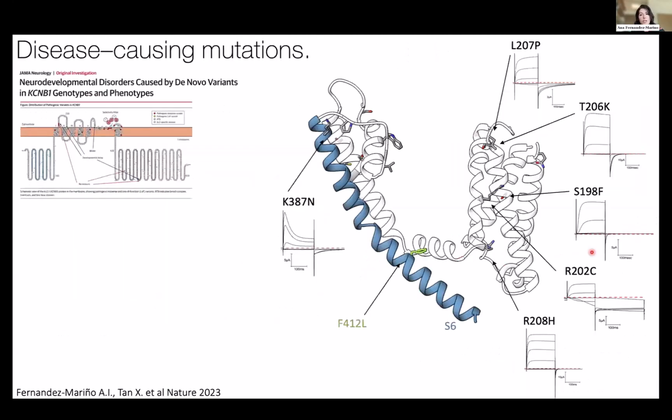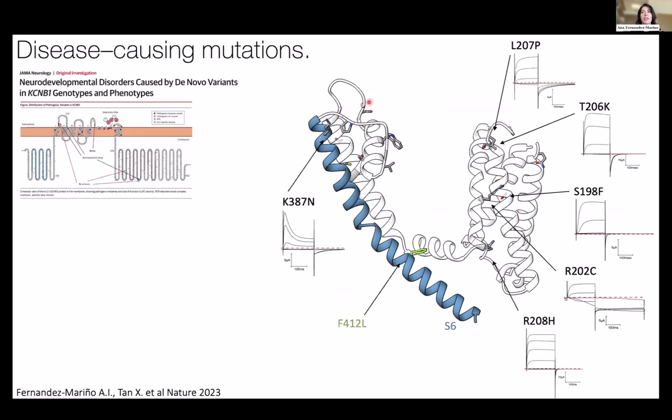So we saw the structure of Kv2.1 using cryo-EM, and it gave us the same architecture that we've seen for other potassium channels before, like for example, Shaker. It was a homotetramer, with voltage sensor domains in the periphery. So it was very similar, but it gave me a very interesting roadmap to locate all these disease-causing mutations in the channel.